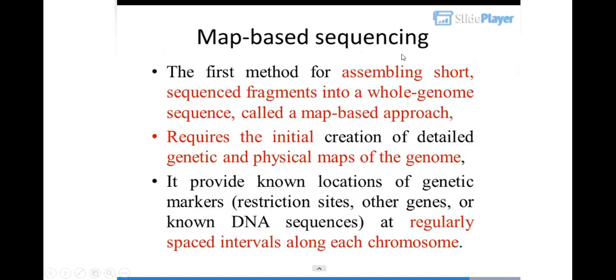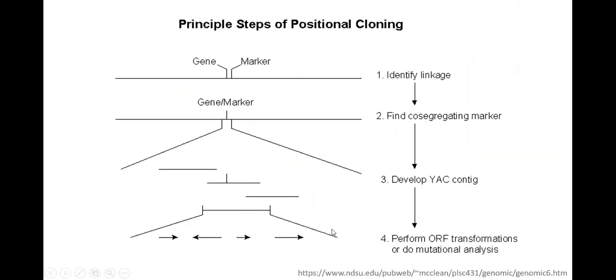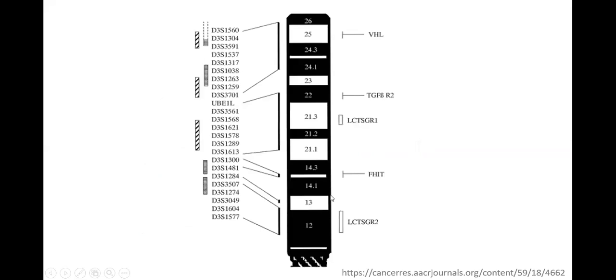So map-based sequencing is nothing but a combination of genetic and physical mapping. You put a gene or marker, identify linkage, and find a co-segregating marker. You need more markers in a given location; one is always not enough. Then you build a genetic map. Then you build a YAC contig, assemble, and combine genetic and physical maps together. You annotate the genome and assemble it in detail. If you don't know the territory, you go with the simple strategy.